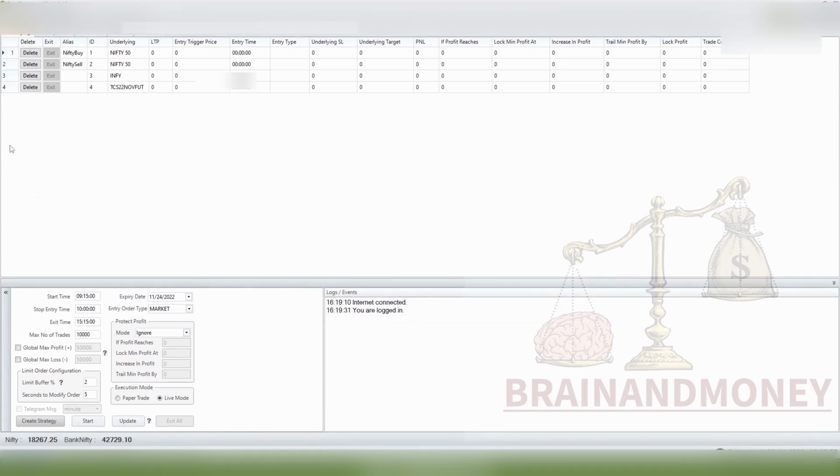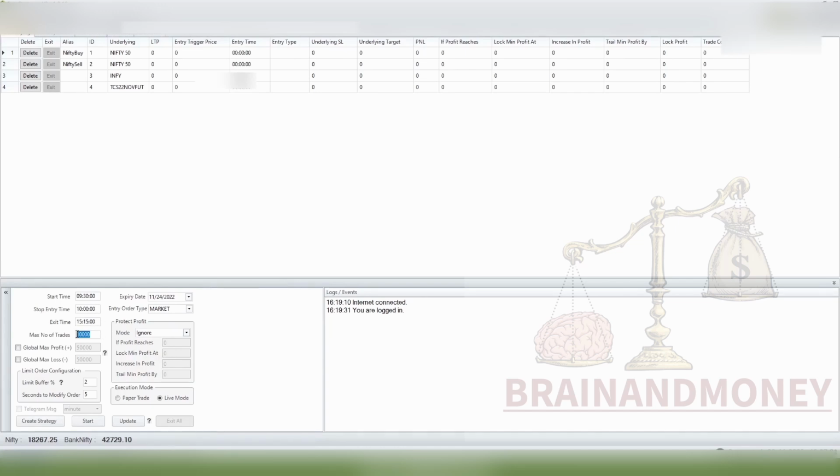Okay, now I'll be explaining the global configurable parameters which are displayed over here. So this is start time. Let's say if you don't want to take any trade before 9:20:00 or let's say 9:30:00, then you can set it over here. Stop enter time: after this time it will stop taking new entries. So let's say if you don't want any new entry after 10 o'clock, you can set it over here. At exit time it will exit all the positions. So you can set it over here.